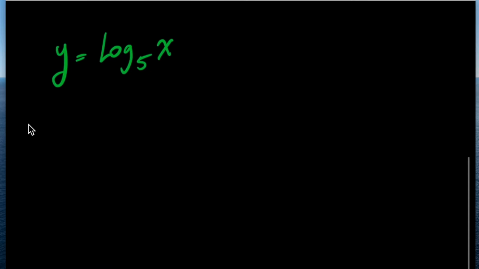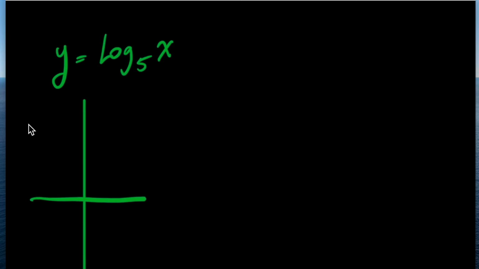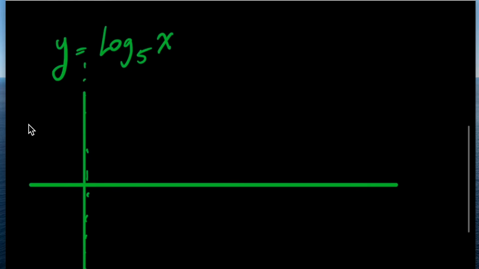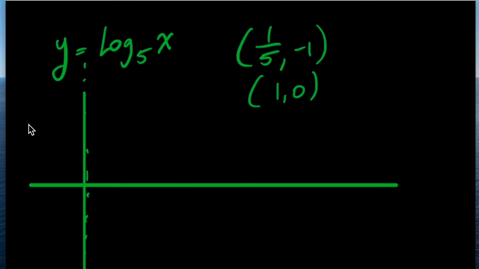Again, no transformations. Okay, we know that this graph is going to have a vertical asymptote at x equals 0. And then there's going to be 3 points. The first point is going to be 1 over the base, comma -1. The second point is going to be 1, comma 0. And the third point is going to be the base, comma 1.